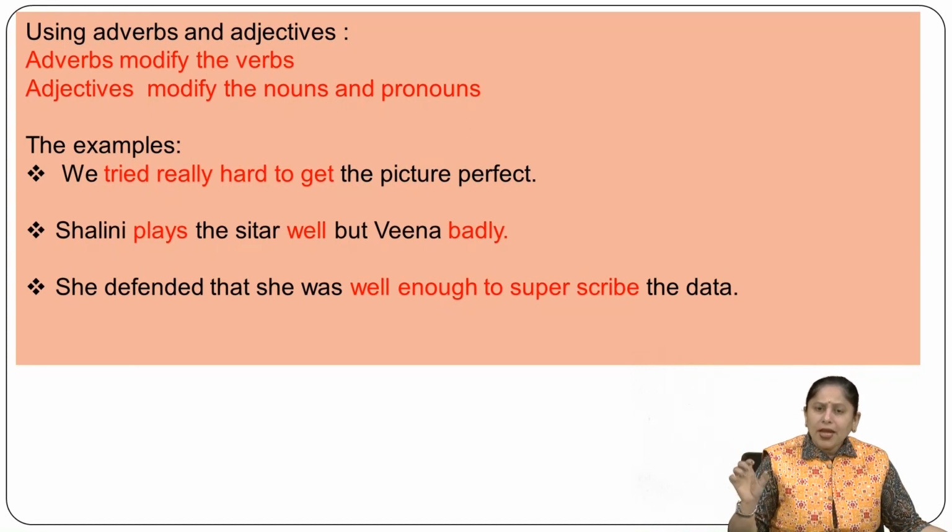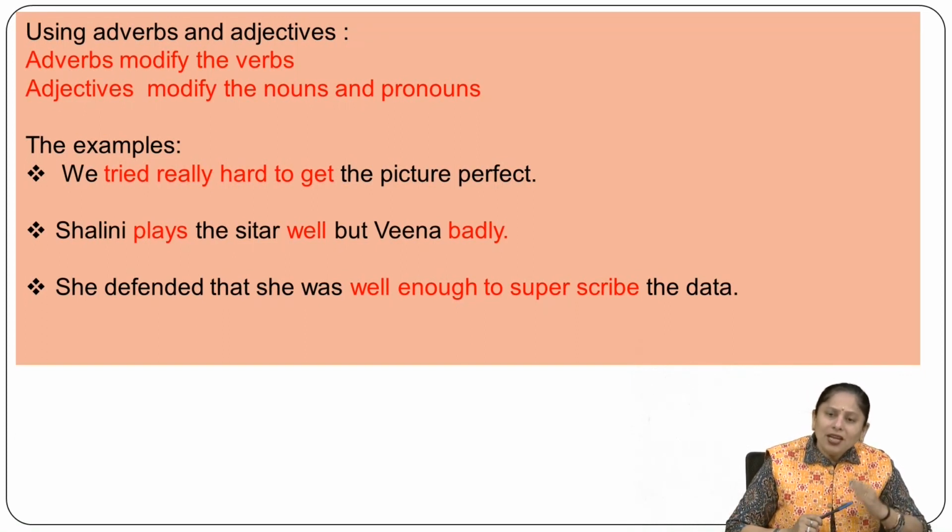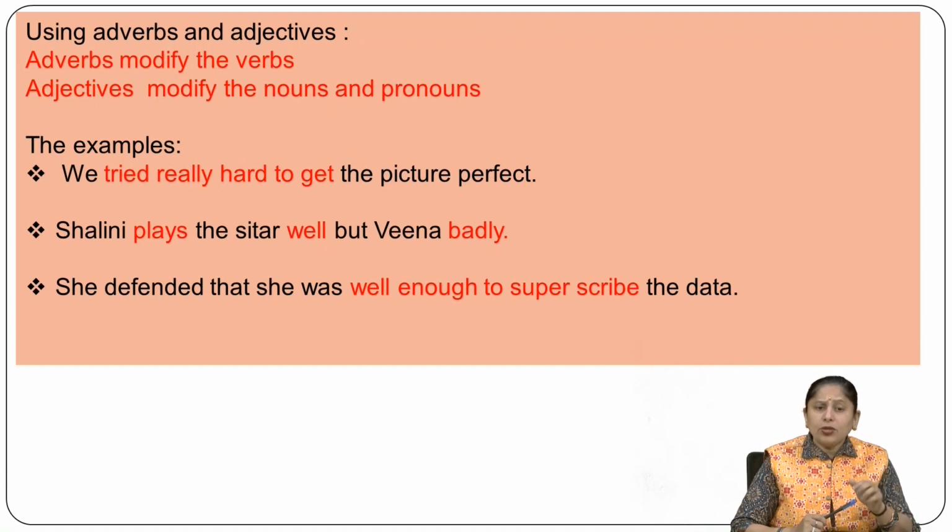Well enough to superscribe is adding something more about the verb. That's why it is an adverbial phrase. Here again you have to underline the words well enough to superscribe. The fonts which are in red color are denoting that they are the adverbial phrase, and they are actually the adverbial modifiers as well, because we are understanding the topic of modifiers, which is very important. And here you can see that these are the modifiers, well enough to superscribe the data.